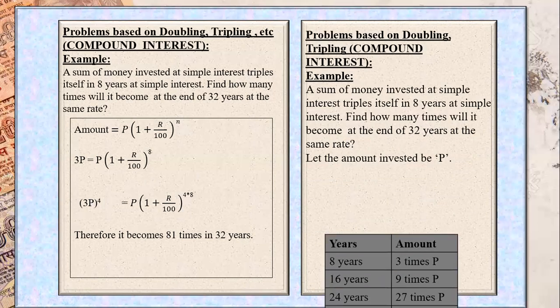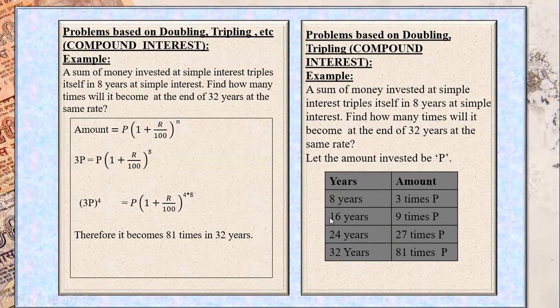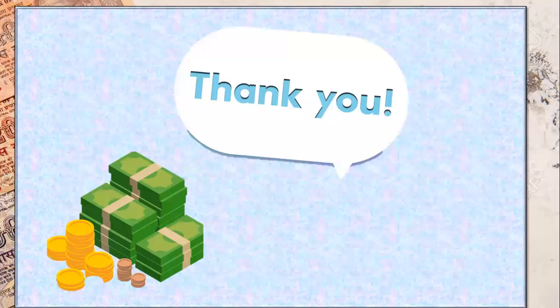We can also say it in other ways. In 8 years it is becoming 3 times, which means in 16 years it will be 3 square times the principal, which is 9 times. In 24 years, it will become 3 cube times the principal. In 32 years, it will become 81 times the principal. It will be geometrically increasing, following a GP. So simple interest will always follow an arithmetic progression, and compound interest will always follow a geometric progression. Thank you.